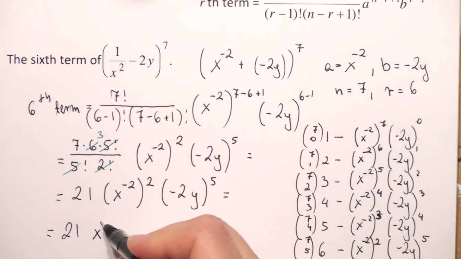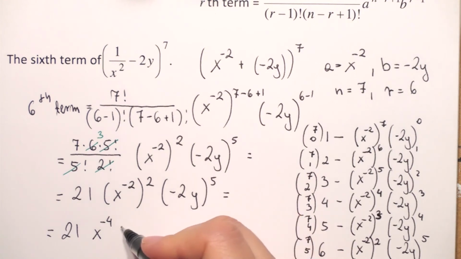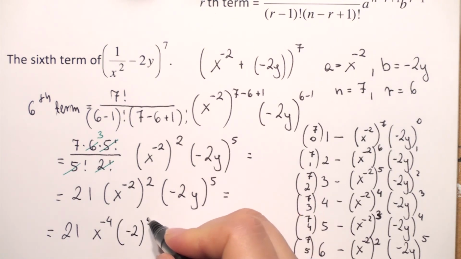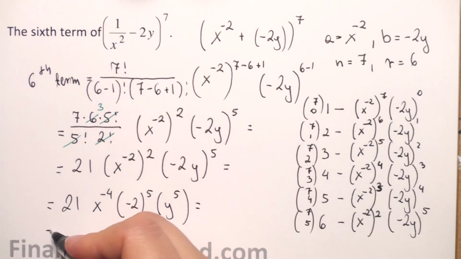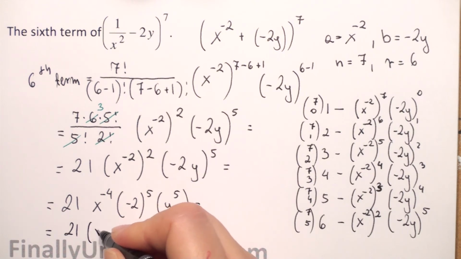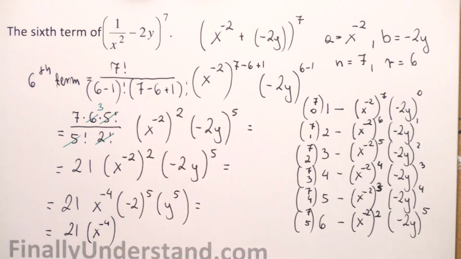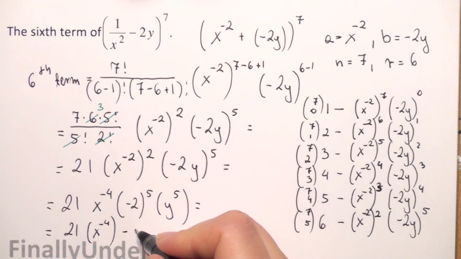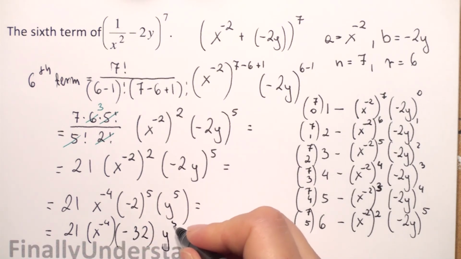And what else? We can rewrite that this is 21, we copy x to the negative 2 to 2, so it will be x to the negative 4th power. Negative 2 we have to raise to the 5th power, and y to the 5th power. So this is equal to 21, we copy x to the negative 4th power, and negative 2 to the 5th power will be negative 32, and we have y to the 5th power.